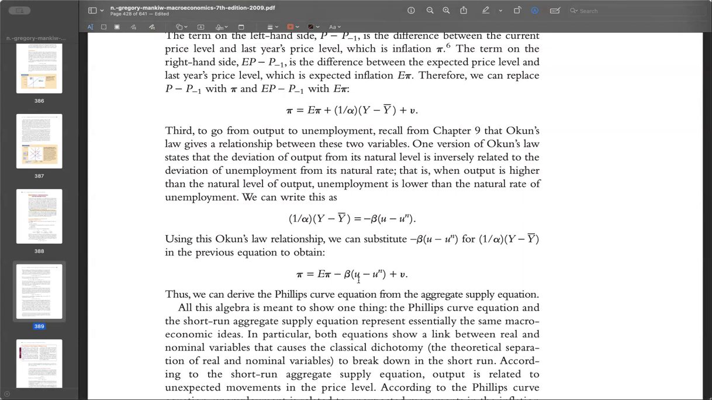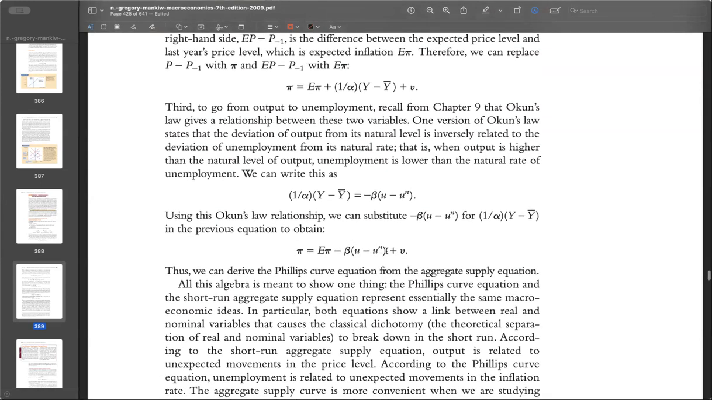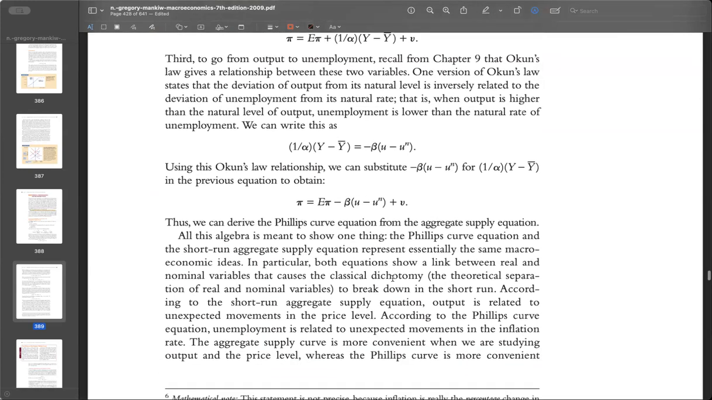And this is the traditional Phillips curve, where you have a relationship between the inflation rate and this gap between the unemployment rate and the natural rate of unemployment. So this is cyclical unemployment, or shocks from aggregate demand.